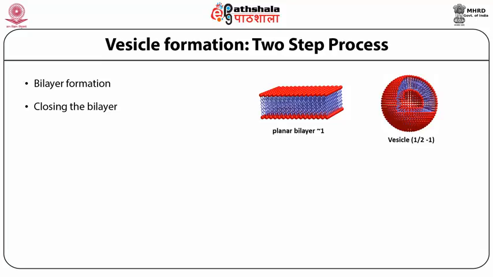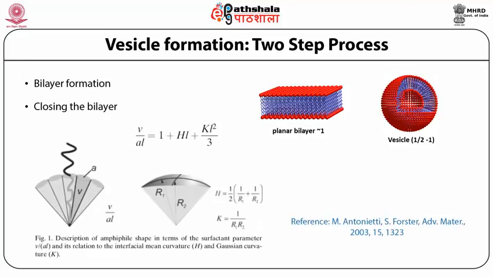So there is an equation given for the packing parameter, which is V/AL, that can equate to 1 plus HL plus KL²/3, where H and K are the interfacial mean curvature and Gaussian curvature. You see in that cartoon image that again A is the head group area and V is the volume, but however there are two radii which are important, and H and K can be expressed in terms of those radii. That particular expression gives whether this will form a vesicle or a planar bilayer-like structure.